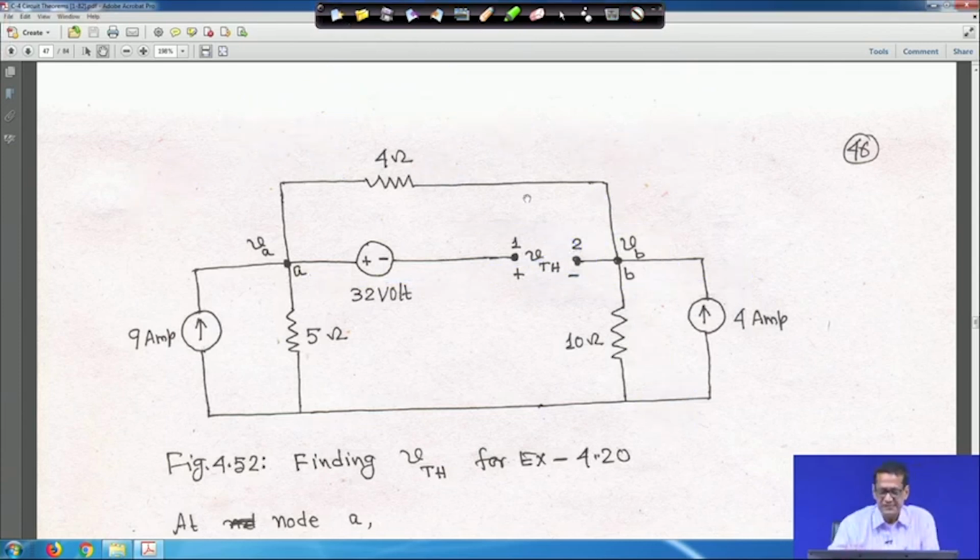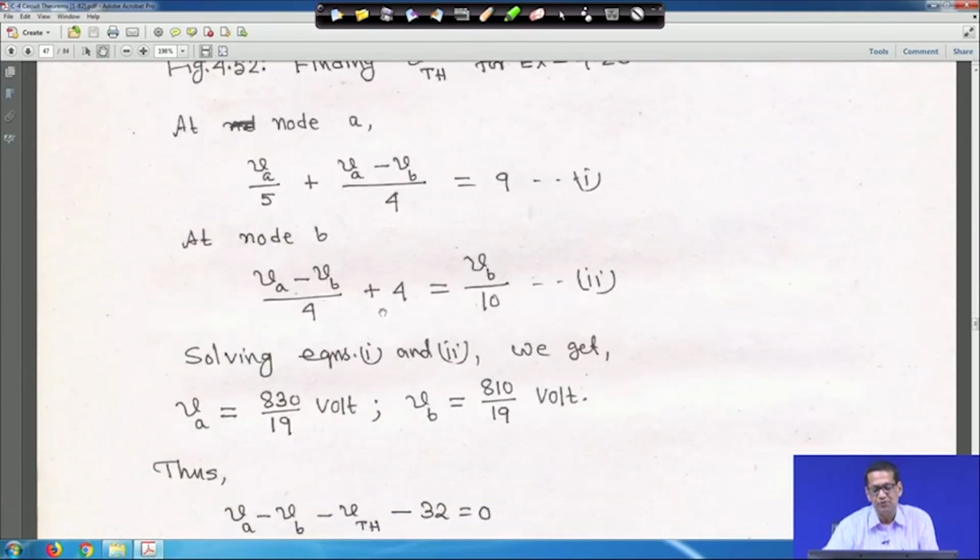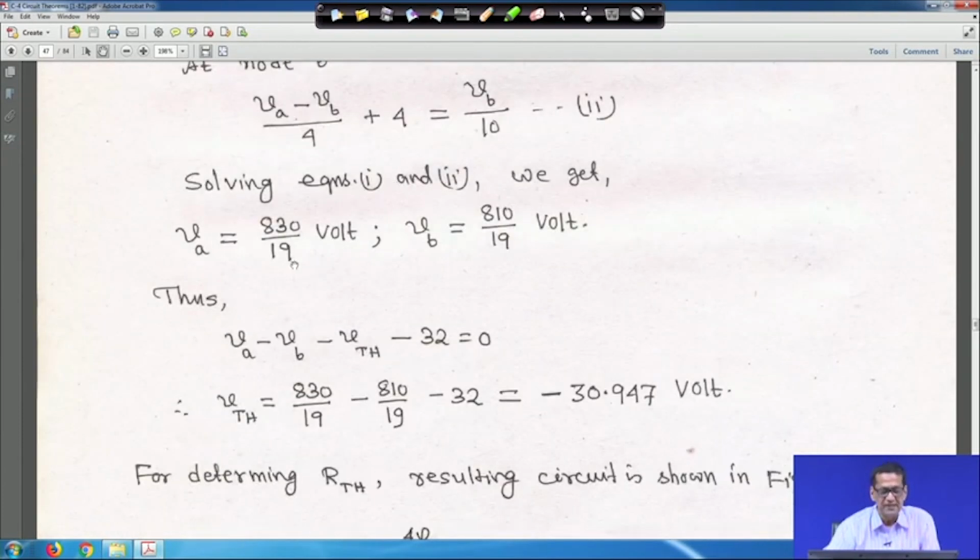Those two equations I have written here: one equation at node A, another equation at node B. Solve equations 1 and 2 for V A and V B. If you do so, you will get V A equal to 830 upon 19 volt and V B equal to 810 by 19 volt.